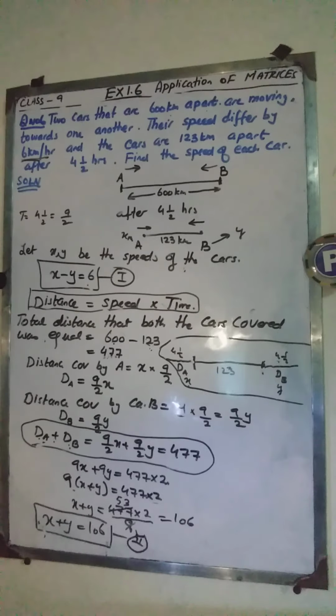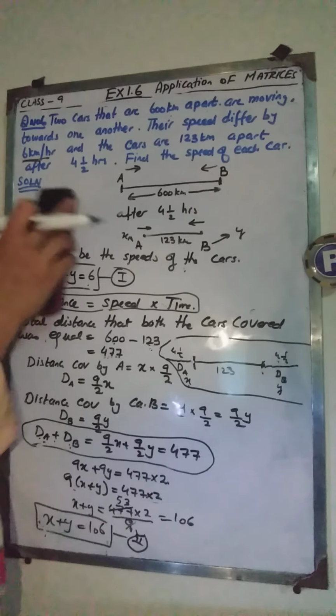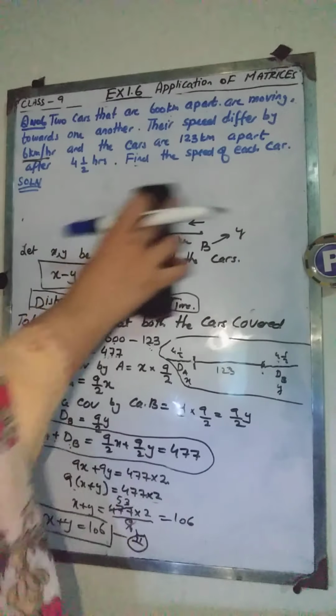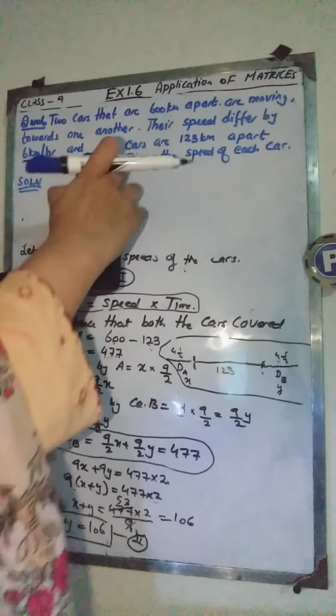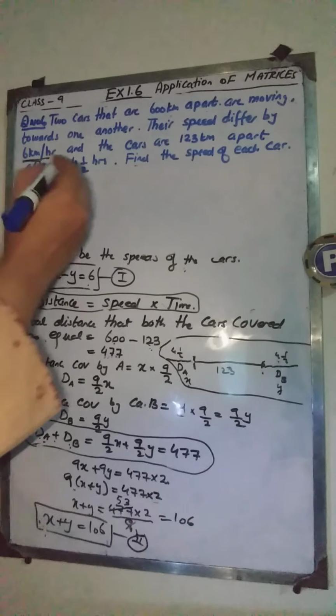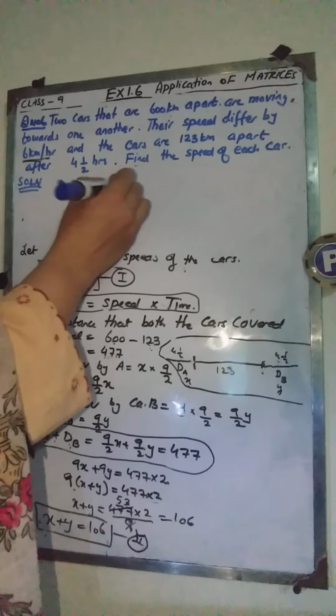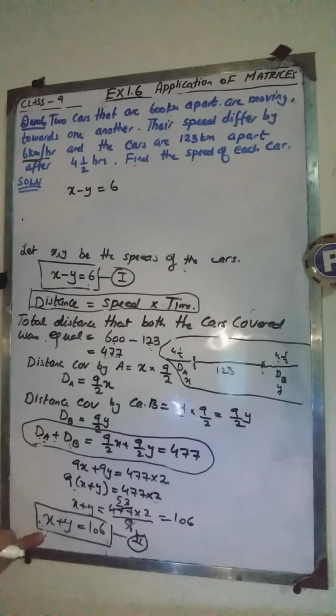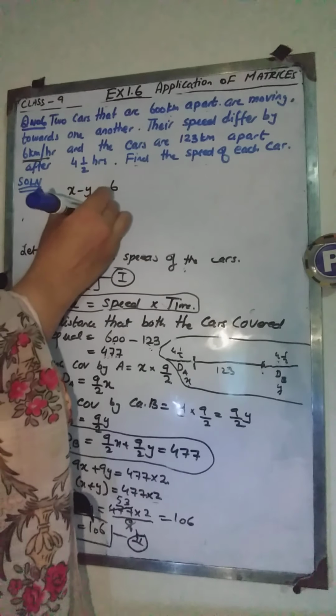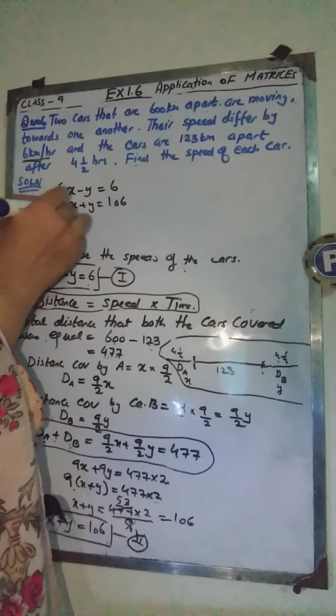Now we have a linear system of two equations. The first equation is this and the second is this. Okay, so this will give us the values of x and y, which will give us the speed of both the cars. Okay, the first equation is x minus y is equal to 6, this one, and the second equation is x plus y is equal to 106.